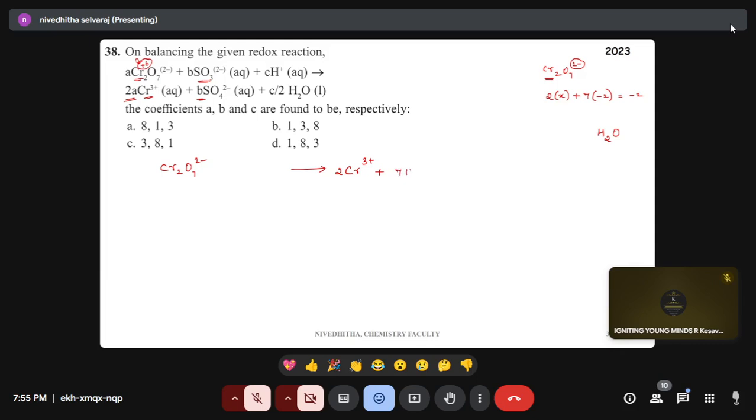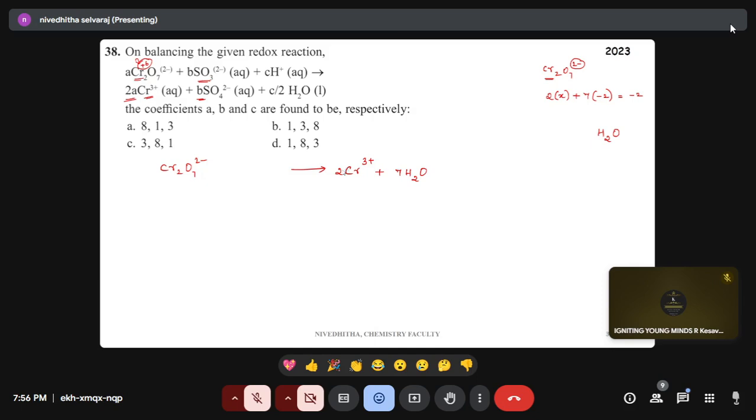That's it. So main atom is balanced, and now oxygen is also balanced. Now the problem is with hydrogen. Left side I have no hydrogen, but right side now we added water molecules, so there we have hydrogen atoms. How many hydrogen atoms are there in the right side? We have totally 14 hydrogens, because we have 7 water molecules and each water molecule has 2 hydrogen atoms.